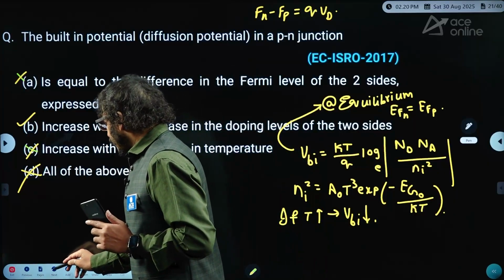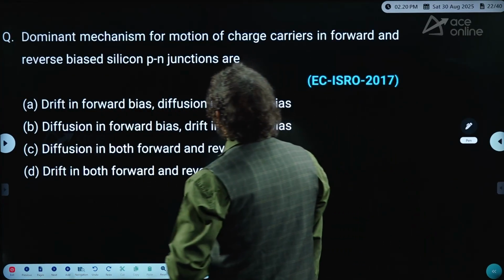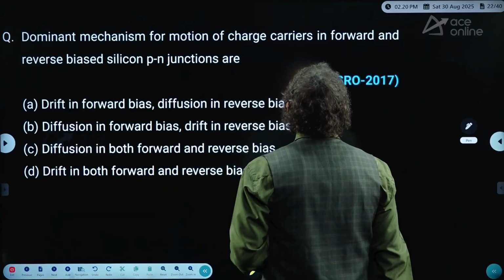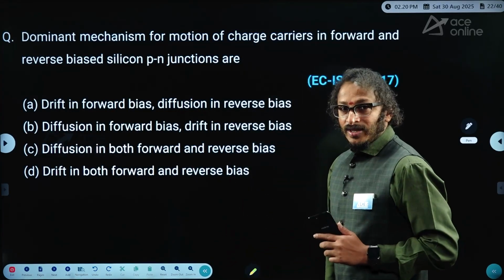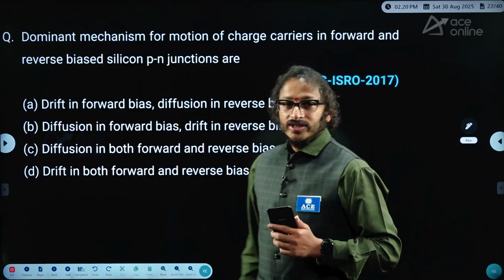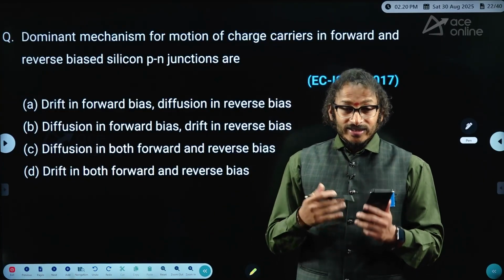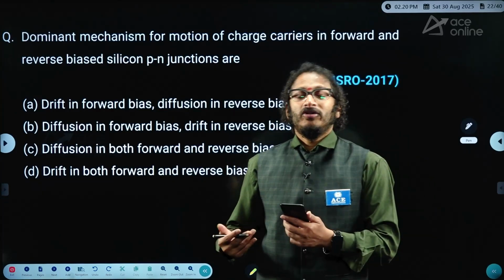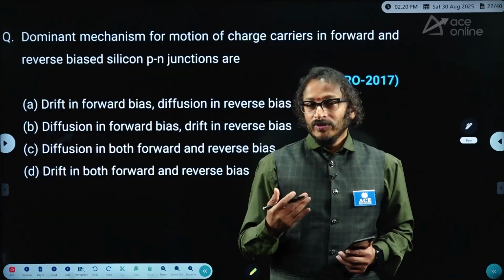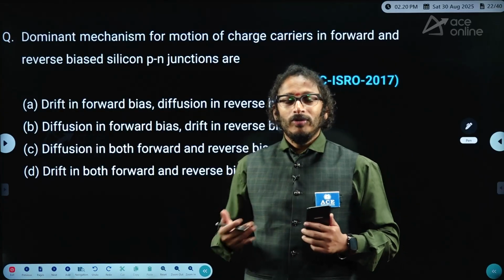Anyways, go with one more question. What is the dominant mechanism for motion of charge carriers in forward and reverse bias silicon p-n junctions? You know that in the forward bias, the dominant mechanism for producing current is diffusion, because if the majority carriers cross the junction, they become excess minority carriers. And moreover, in the forward bias we always follow low level injection.